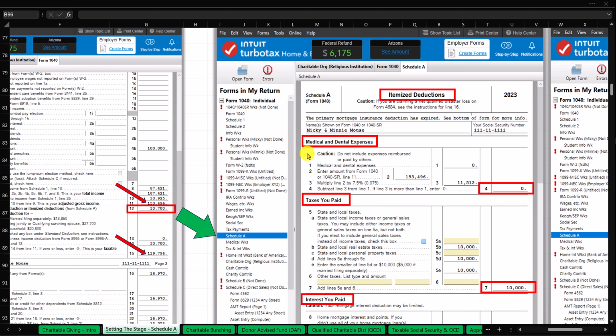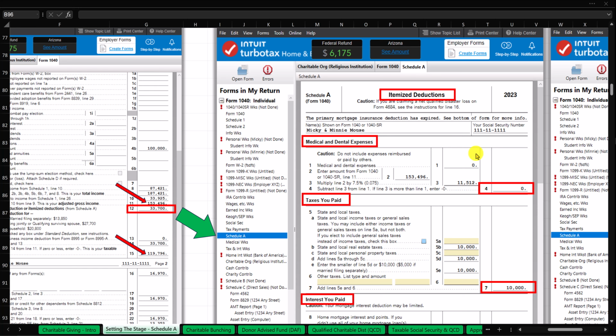Now what I want you to be aware of with respect to this item right here is that medical and dental has its own separate threshold, separate from everything else on the itemized deduction schedule. And the threshold is right here, 7.5% of this number right here, and this number is our AGI, which we just looked at over here a few moments ago, $153,496. So on this schedule, we take the AGI, we multiply it by the 7.5%, and we get this threshold. In this case, it's $11,512.